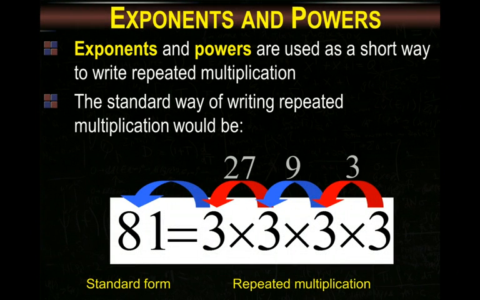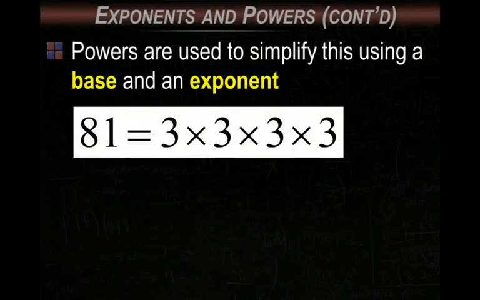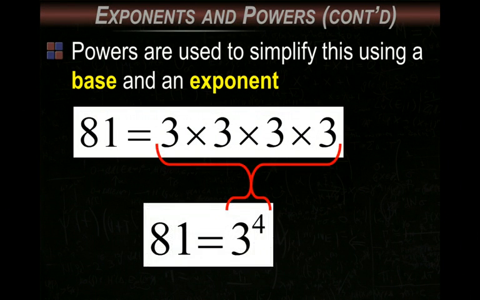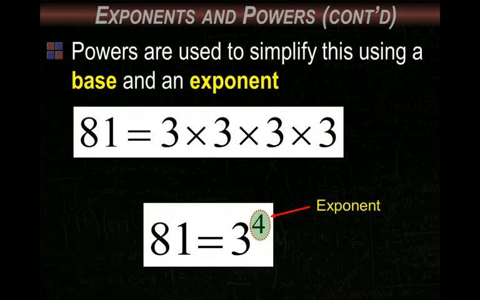Exponents and powers are a shorthand way of writing repeated multiplication. So rather than write something out like this, 3 times 3 times 3 times 3 equals 81, which is the standard way to write it, now you can shorthand that using the idea of the base and the exponents. So instead of writing this, instead you write the 3 with a little 4 raised up there. And let's dissect what each of these pieces mean. That is the exponent, that is the base, and the whole thing is called the power.